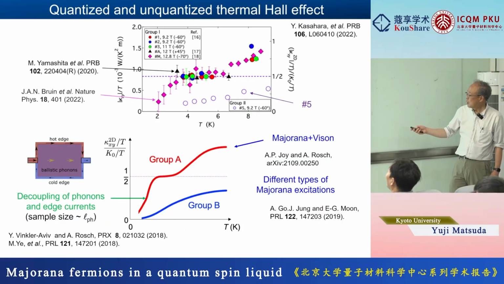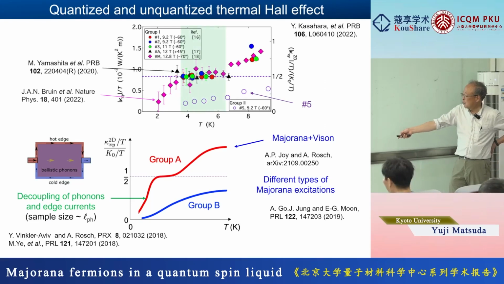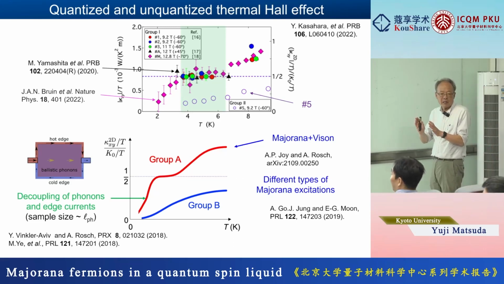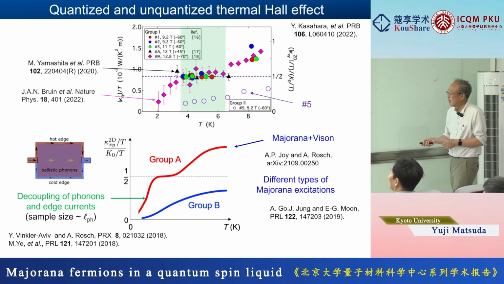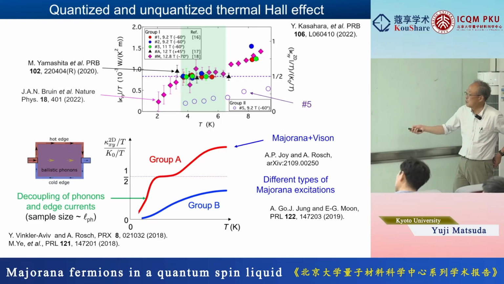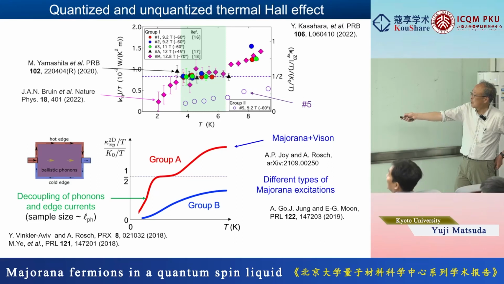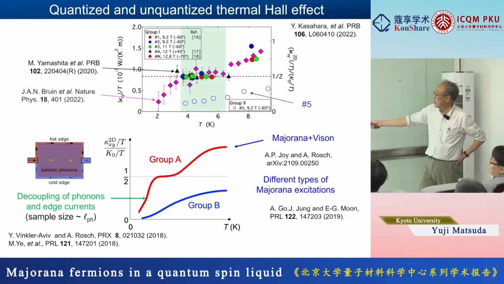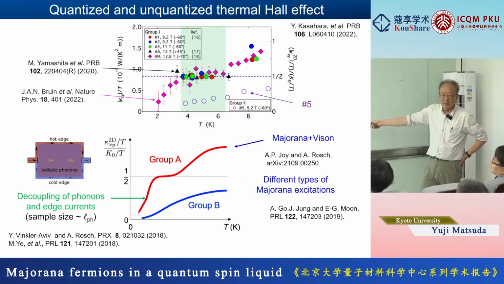Okay, so the quantization occurs in the limited field range, and decoupling occurs. Decoupling occurs because at low temperatures, the phonon mean-free paths become comparable to the crystal size. In that case, we cannot determine kappa XY accurately. Actually, the phonon mean-free paths become comparable to the sample size at nearly 3 Kelvin. And at a high temperature, deviation again occurs. This has been proposed to be the effect of bosons. Bosons are excited. Then the quantization is violated.